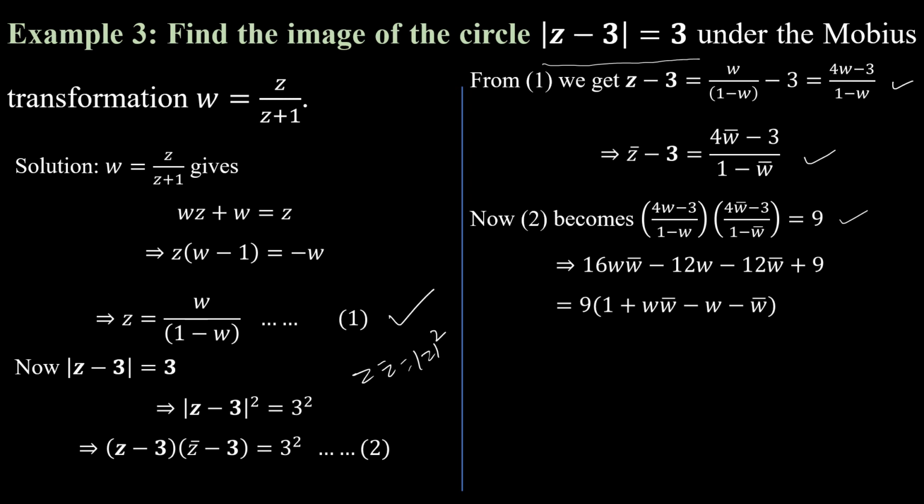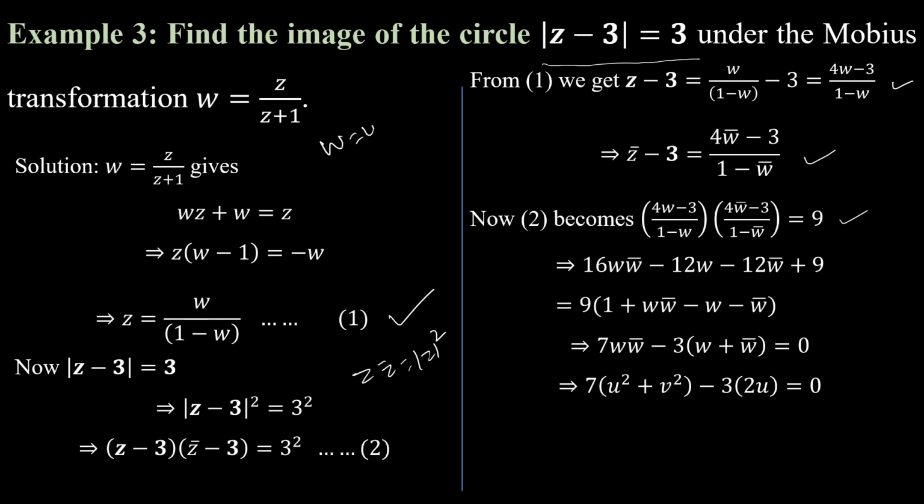Now we simplify all the terms, and by simplifying we get 7 w w bar minus 3w minus 3 w bar equals 0, where w equals u plus iv. So w bar will be u minus iv. By multiplying, you will get u squared plus v squared, and w plus w bar, if you add, you will get 2u. So by simplifying this, we get u squared plus v squared minus 6 by 7 u equals 0.